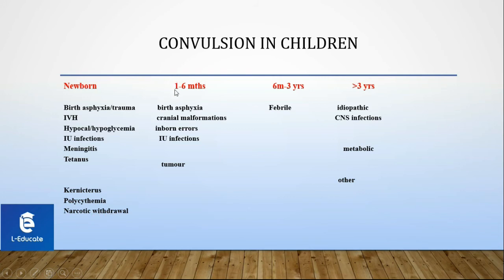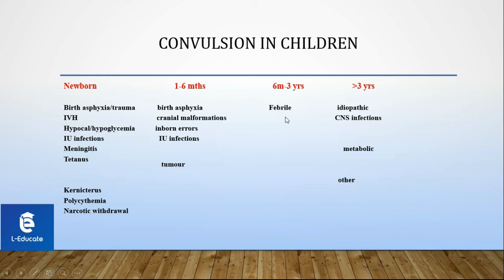Now, for children between the ages of 1 month to 6 months, birth asphyxia, the trauma of birth, may eventually cause convulsion amongst them. At that age, there may be cranial malformations or inborn metabolism errors, which means that the chemicals in the body of the newborn or little child are not balanced, and it is causing a whole lot of problems. When we have intrauterine infection, the complication could begin to manifest after 4 weeks of birth. Then tumor, when you have cancer or other growth in the brain, the child could begin to convulse.